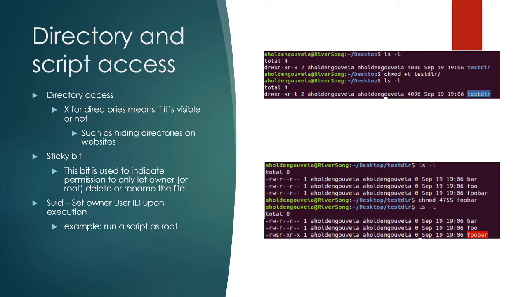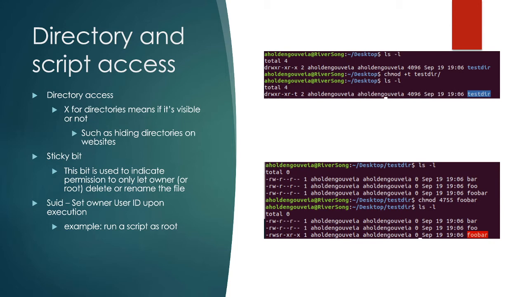Directories. When we have a directory on a system, you can see that the first character of the line, if you run an ls -l, is going to tell you if it's a file or a folder. There's something called a sticky bit where you can indicate if permission is to only let the owner or the root delete or rename the file.